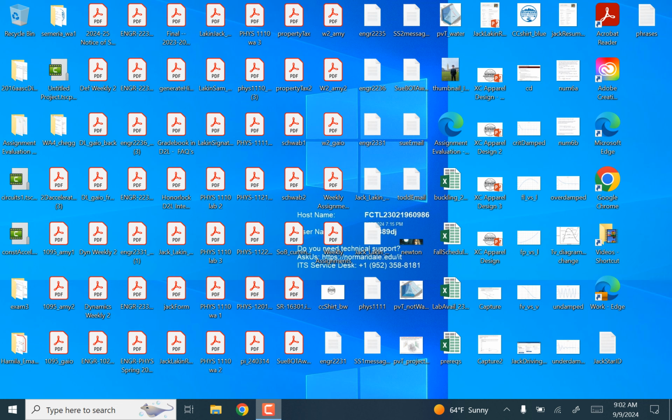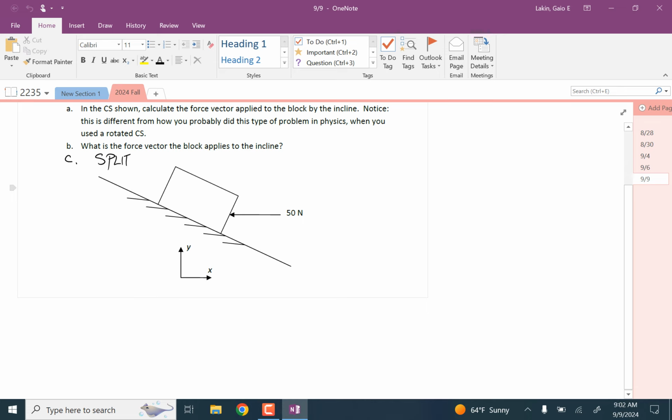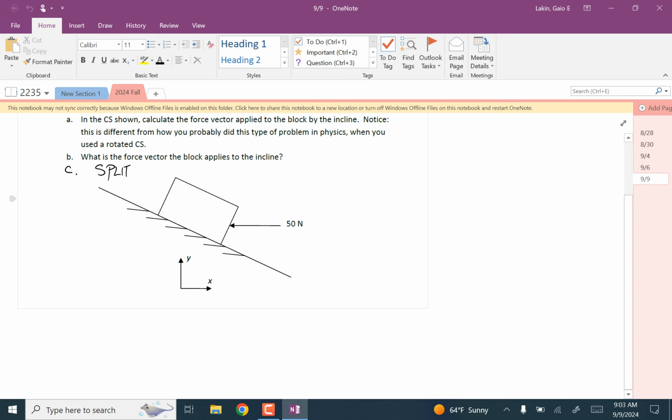Where'd my thing go? There's some sort of gremlin. It keeps doing that to me too. It minimizes all the windows on that.